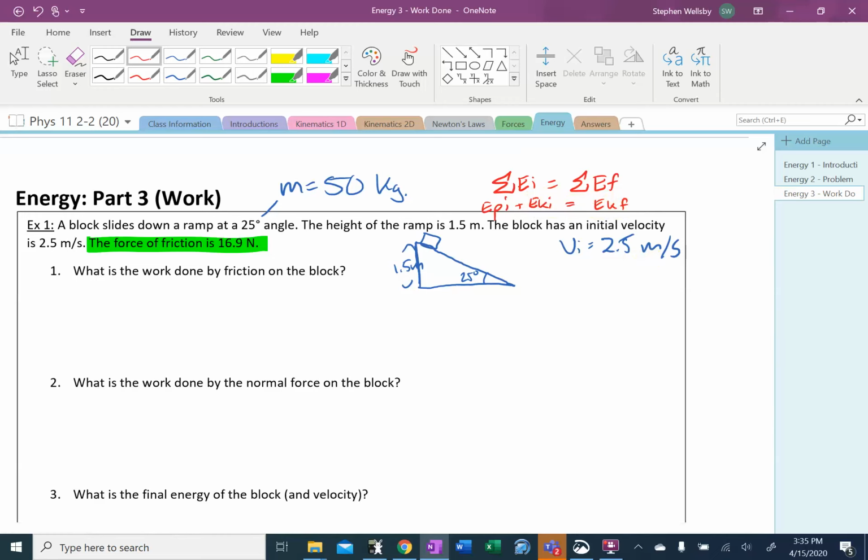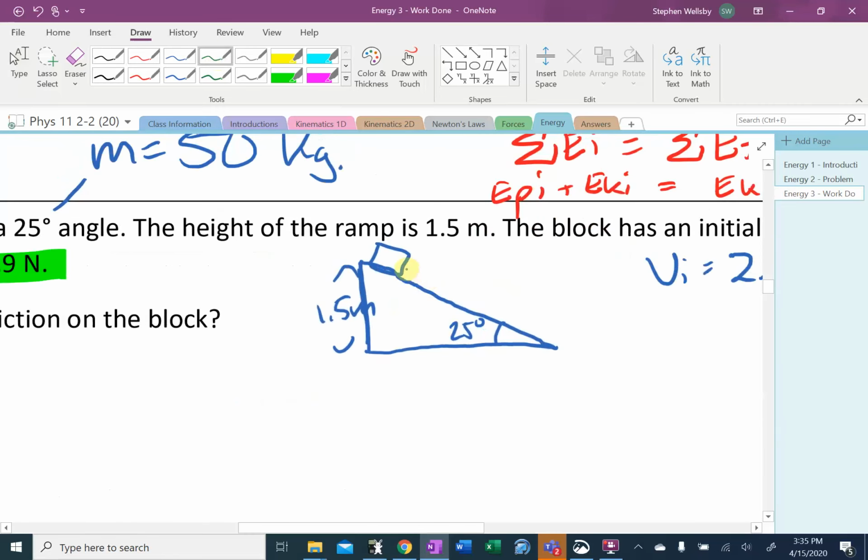But now we've got this external force, and this external force is friction. We're going to take a look at normal force briefly, but you'll see it's not an important force in this case. There is this external force of friction, which is going to be either adding or taking away some energy from the system. If we zoom in, the displacement of this object is going to be in this direction here.